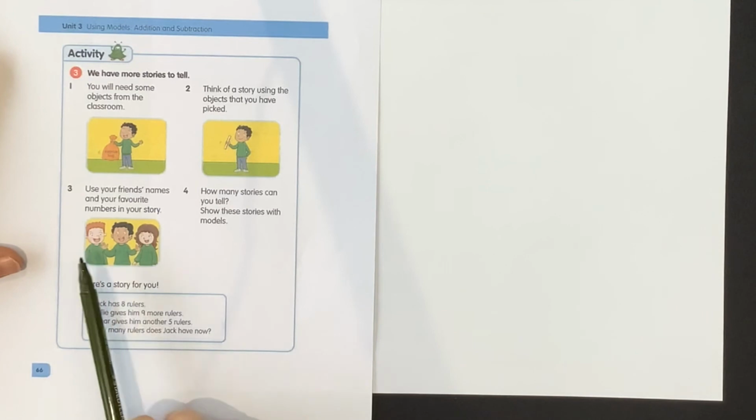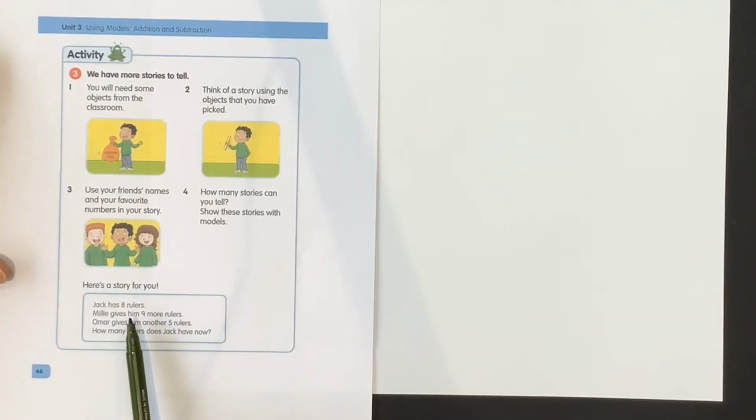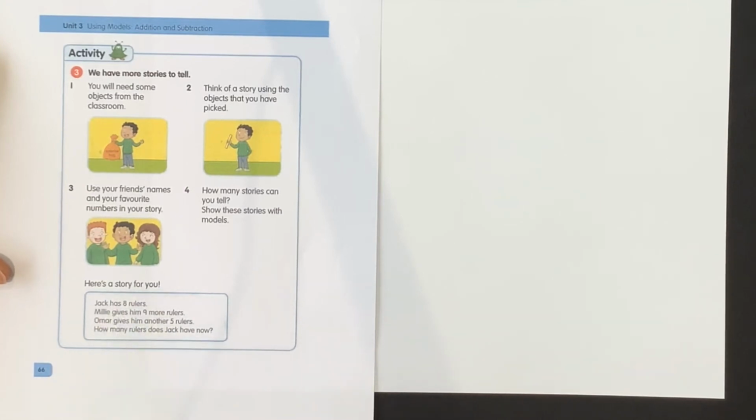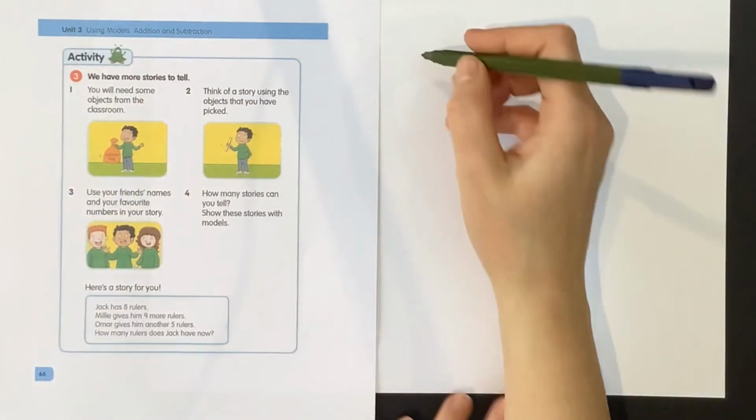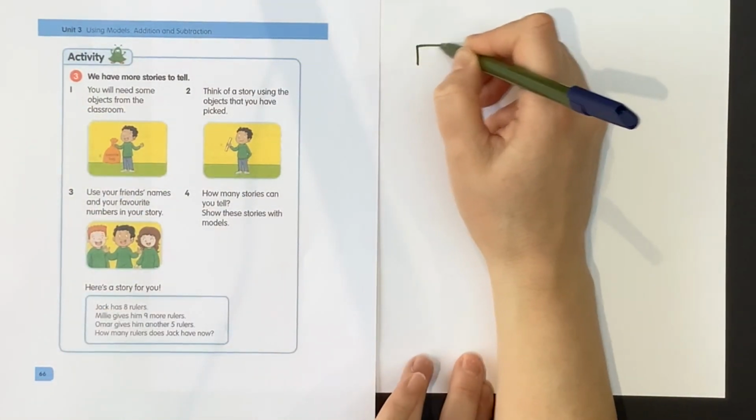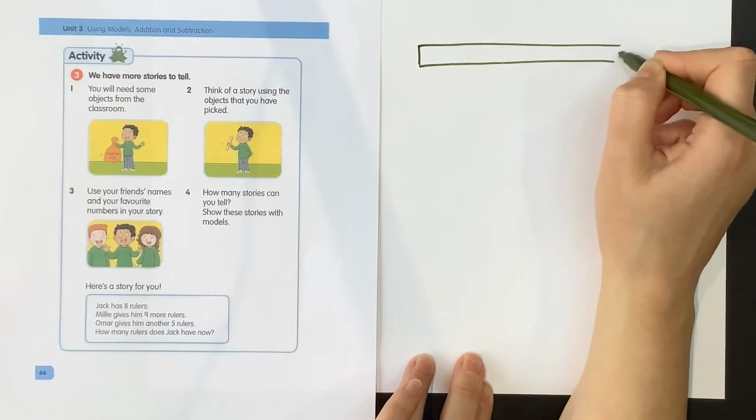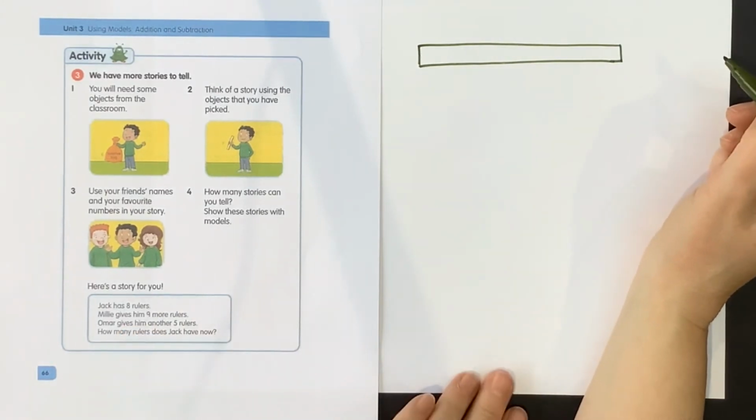They've got 3 children there. They've got Jack, Millie and Omar, and they're using rulers. So here's their story. Jack has 8 rulers. Millie gives him 9 more rulers. Omar gives him another 5 rulers. How many rulers does Jack have now? So if I were to draw this as a bar, here's my total bar. Jack has 8 rulers.